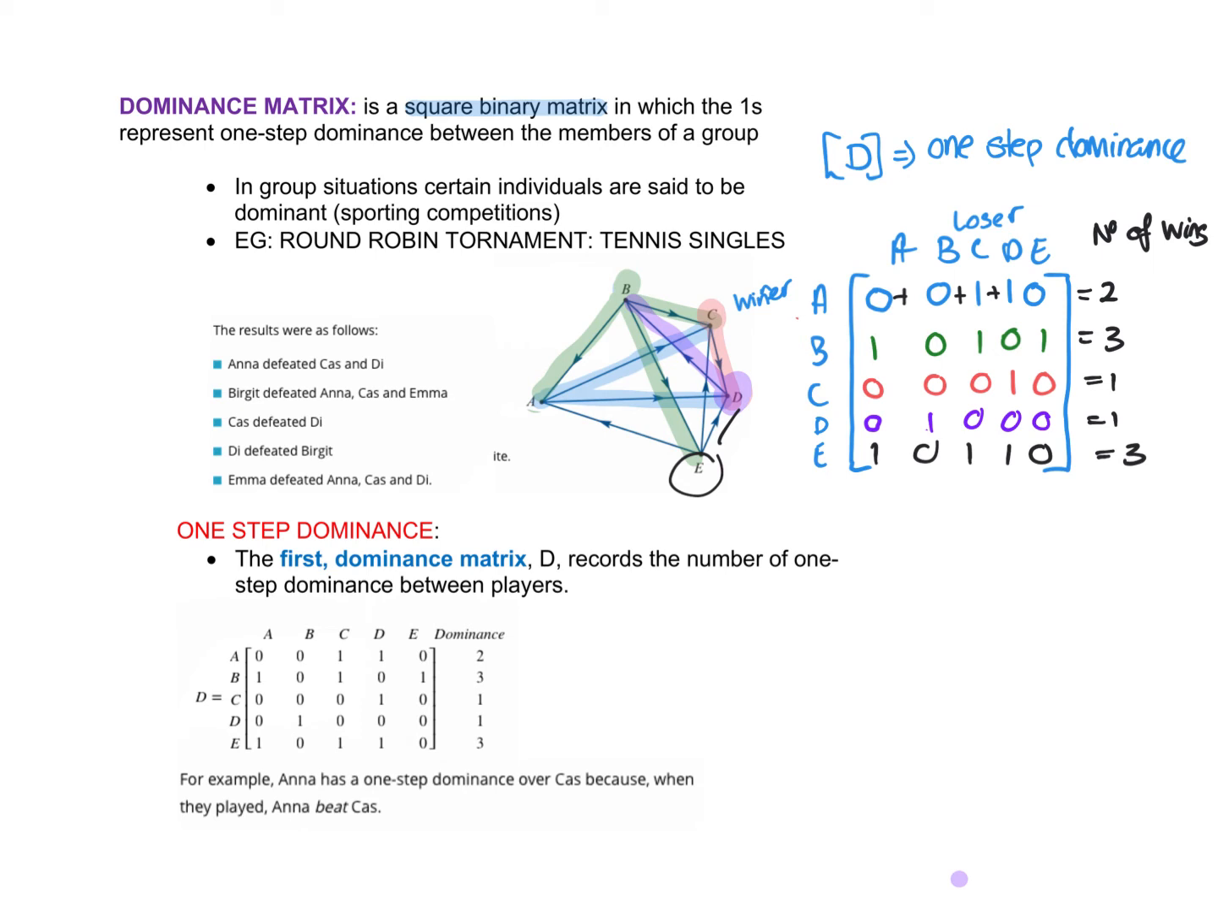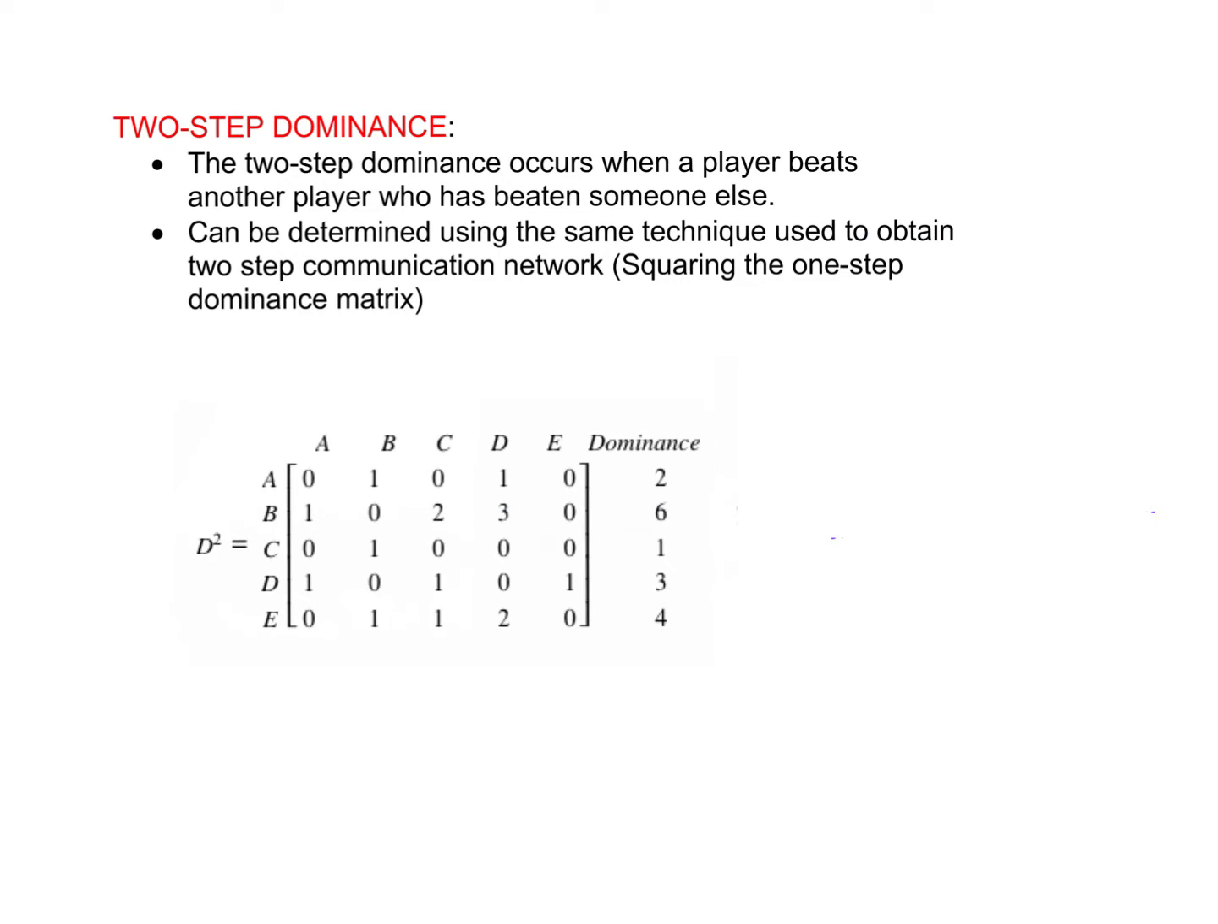So this is where we look at two-step dominance, and two-step dominance is found simply by squaring that first dominance matrix, like in communications. So let's have a look. This is two-step dominance. So they have squared the D matrix. What two-step dominance means, I'll do an example here. I'll do an example of this one, and I'll just explain what that one means.